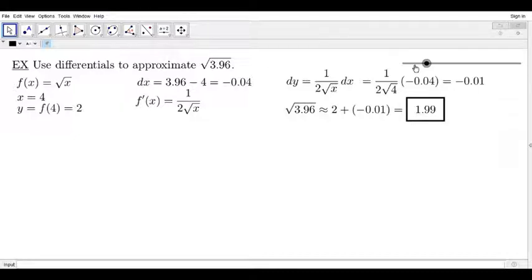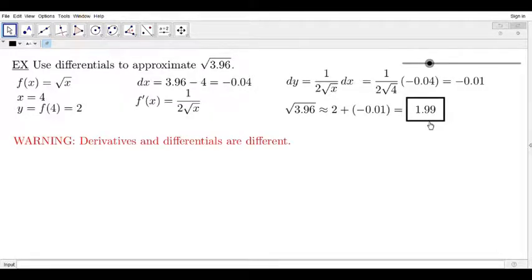When we add negative 0.01 to y equal to 2, we then get 1.99 as our approximation to the square root of 3.96. This is the same estimate as when we used a linear approximation earlier. Whether you use differentials or a linear approximation to estimate the value of a function, you should get the same answer since they are both based on the same tangent line.